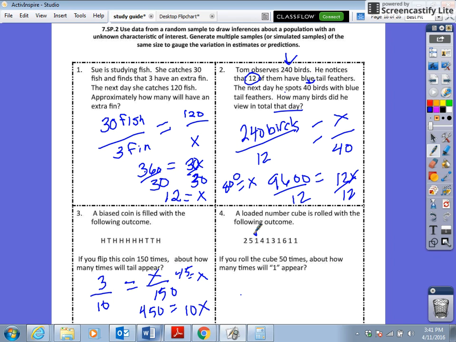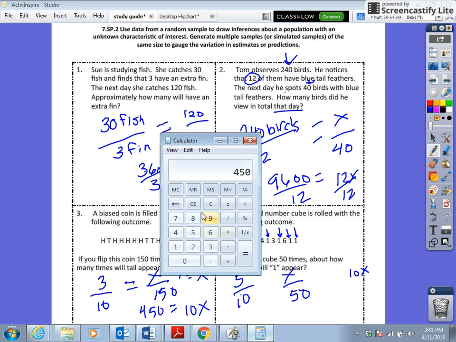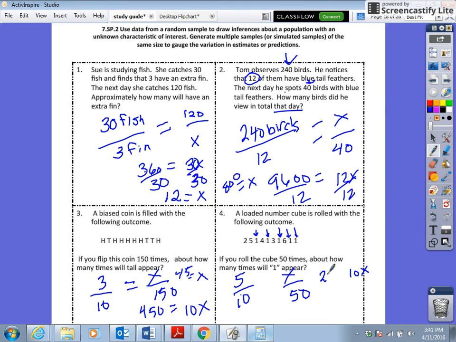Well, right now it's 1, 2, 3, 4, 5. So 5 out of 1, 2, 3, 4, 5, 6, 7, 8, 9, 10. Out of 10 times. Well, if I roll it 50 times total, how many times should 1 appear? Well, let's find out. 10x, 50 times 5, and just in case you can't do 50 times 5 in your head, 5 times 50 equals 250, divided by 10, divided by 10. So x equals 25. You should expect it 25 times, about half of the time.